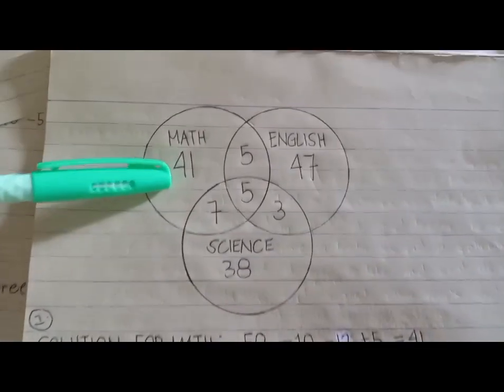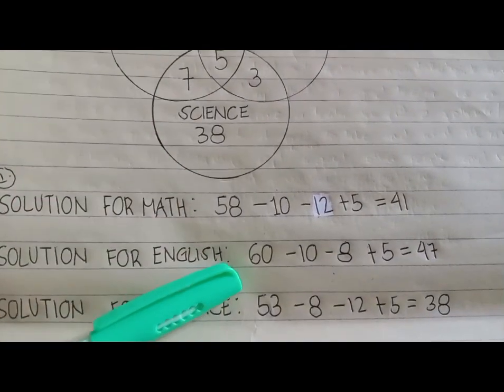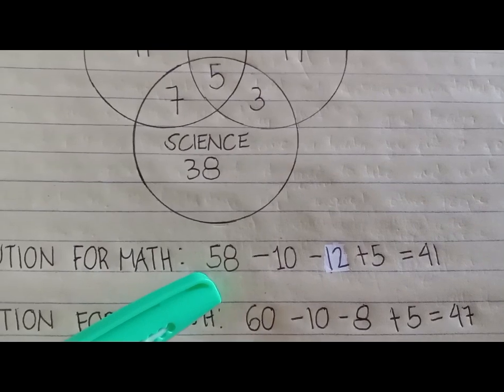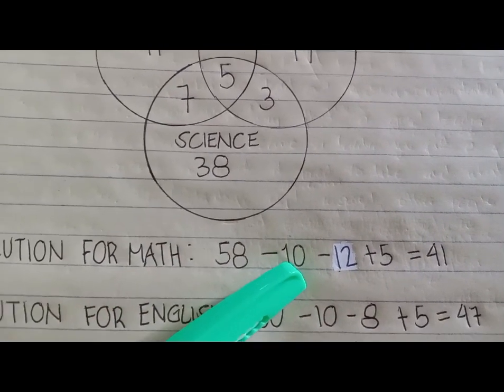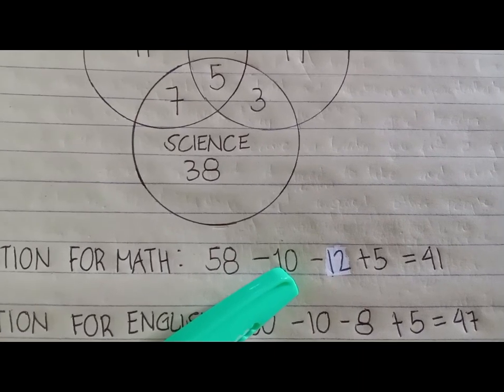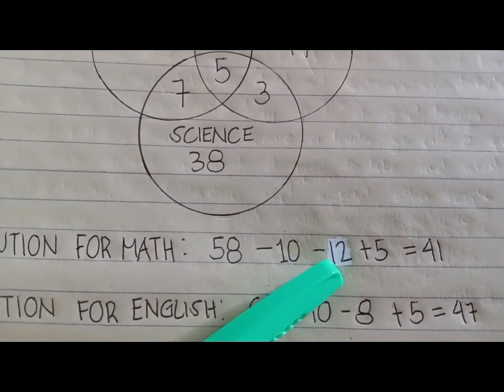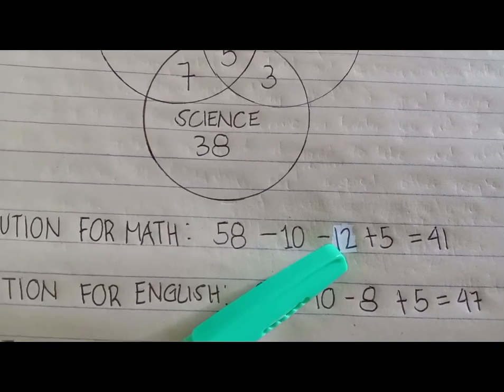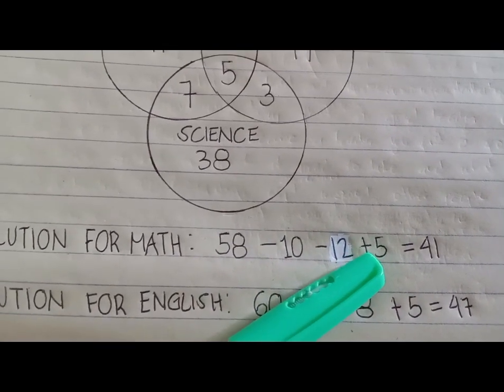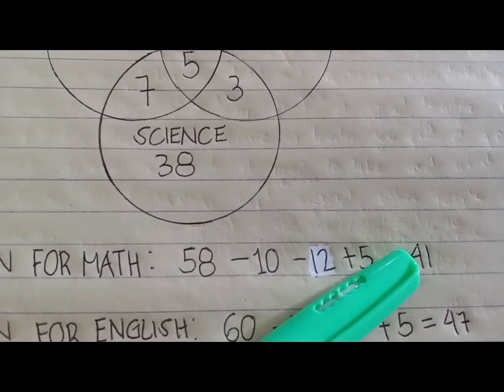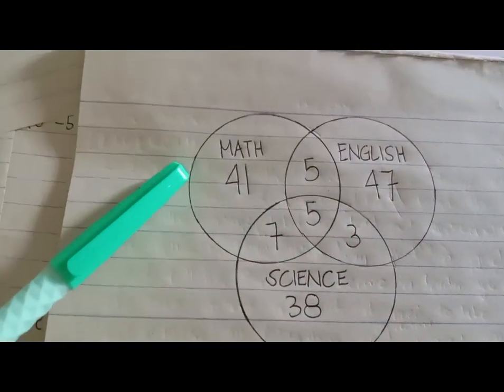So the solution for math, why we have 41. So 58 students taking math class, subtracted by 10 for those students signed up both math and English, subtracted by 12 for those students signed up math and science, plus 5, additional 5 for those students enrolled in all 3 subjects is equal to 41.